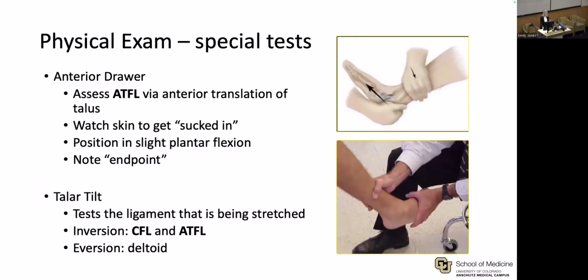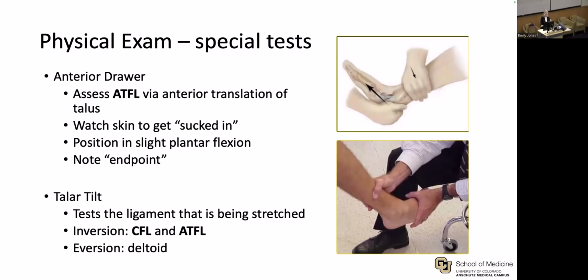So some special tests. There's an anterior drawer for the ankle, and this is to assess the ATFL if you've had an ankle sprain. I think this can be pretty hard to do actually, especially when you have an acute injury because it's usually pretty painful. But it's similar to the anterior drawer of the knee where you're trying to find an endpoint and assess for laxity. And so you can see in this picture here, you're kind of holding the lower leg and then you cup the heel and you pull the heel forward. And you can try to see if you can watch the skin get sucked in.